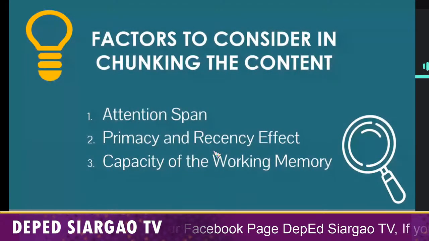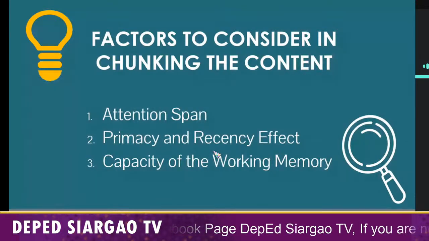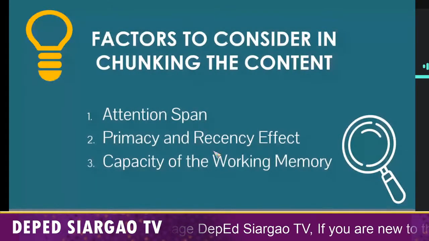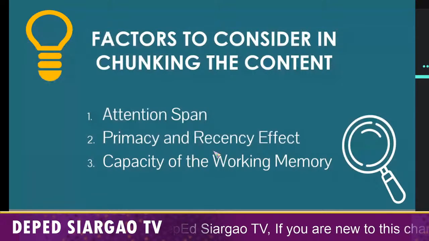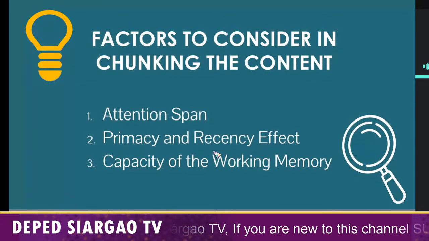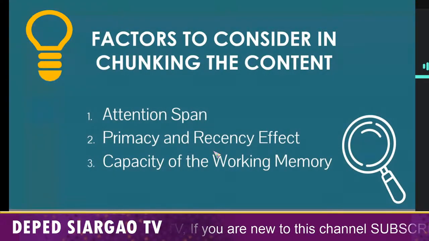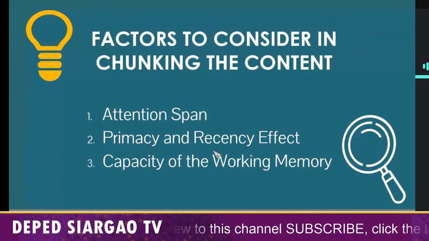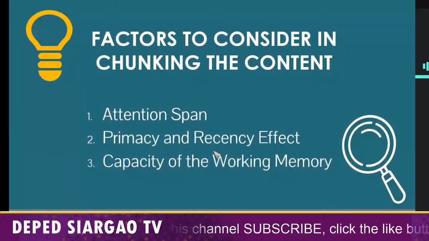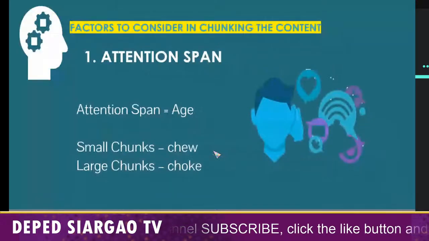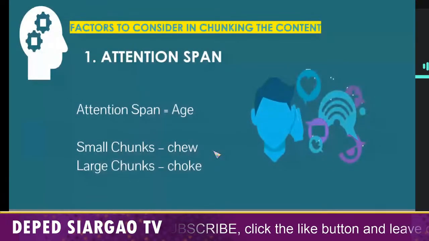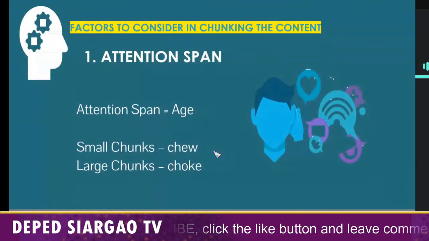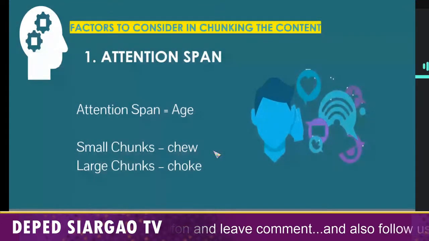So earlier, we have 4 steps in chunking the content. Now, we also have 3 factors to consider in chunking our content. The first one is the attention span. The second one is the primacy and recency effect. And the third one is the capacity of the working memory. Now, let us first have the attention span. Always consider the attention span of your learners. Remember that attention span is always equated with age. So, dapat natin yung tandaan.